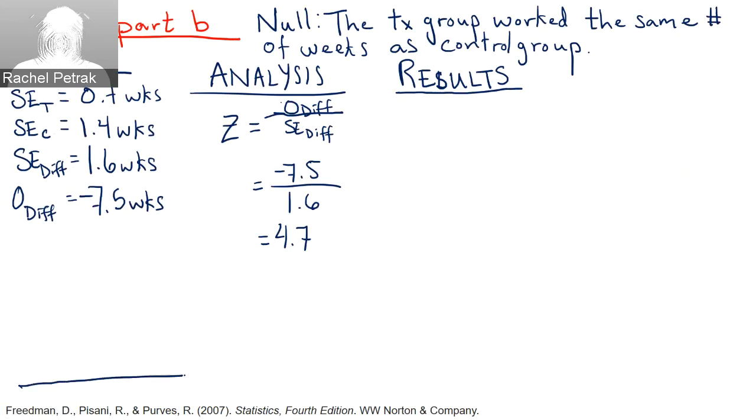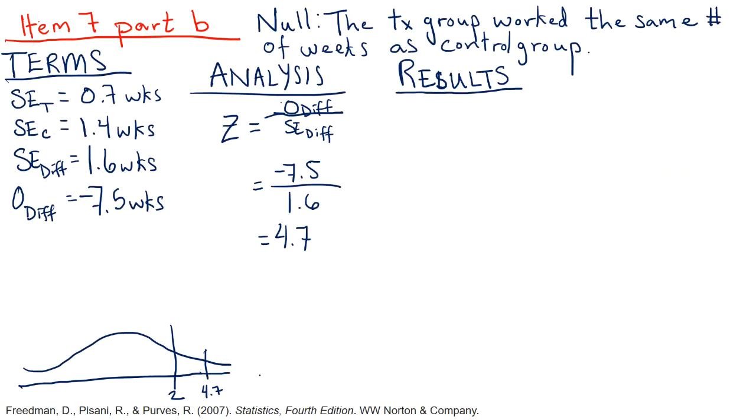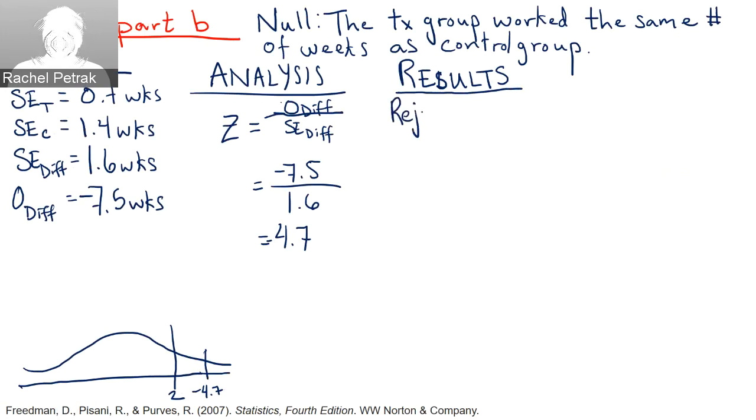So we can see this on a normal distribution, remembering that 2 is the critical value here. 4.7, so the difference is real, and we can see that it should actually be negative. It doesn't matter. The distribution is symmetrical. So we know we are going to reject the null.